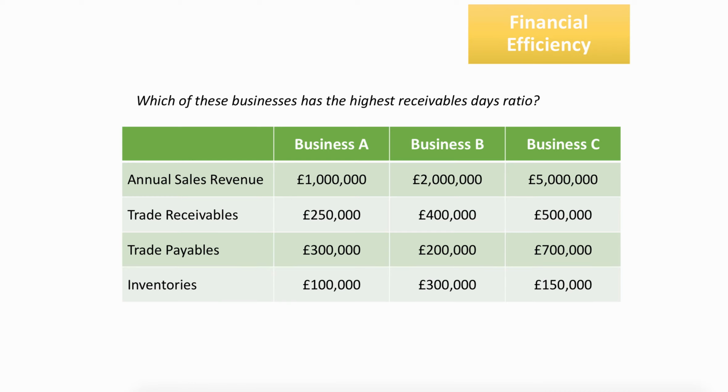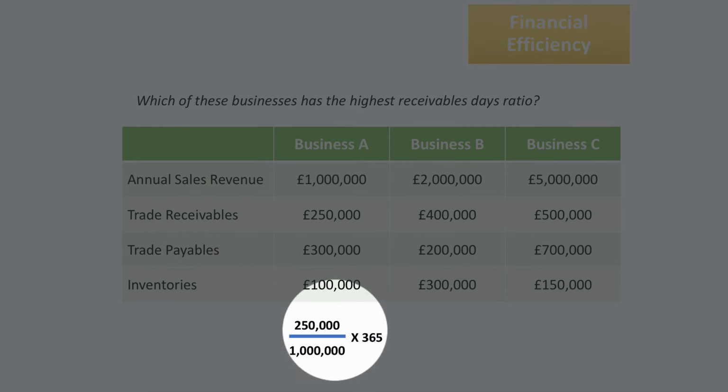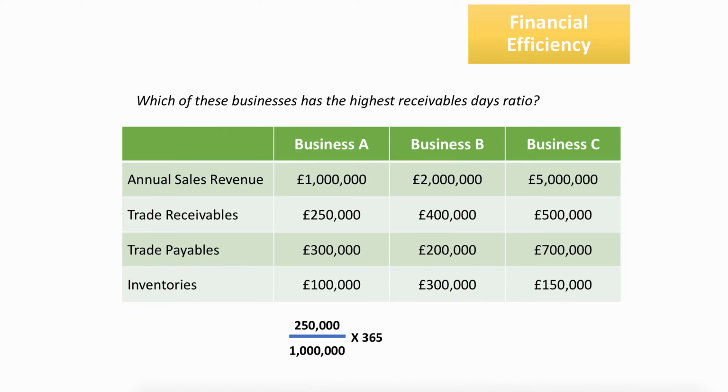Okay, let's have a go at doing a receivables days calculation. On the table there, three businesses with some information about sales revenue, receivables. Calculate the receivables days ratio for each of the three businesses and tell me which one has the highest receivables days ratio. Have a go. Okay, let's take a look. Well, don't forget the ratio that we're calculating, we have to memorize these, is trade receivables divided by annual sales times by 365 to give us a figure in days.